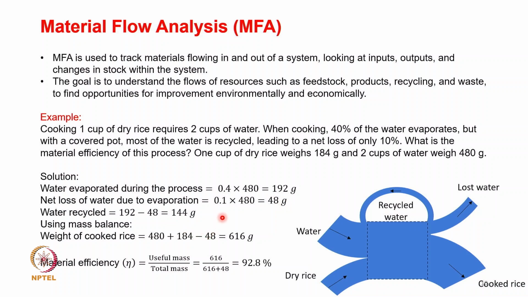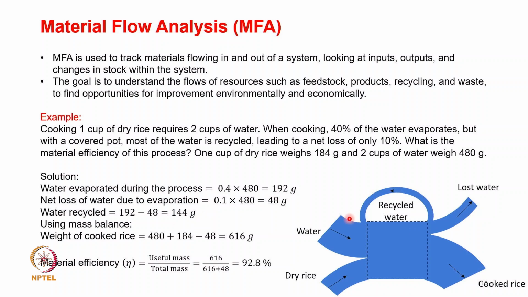We have to identify what is the water recycled. Whatever water is not lost is of course recycled back. So it is evaporated and not lost. So it would be the difference between 192 minus 48, and 144 grams of course is recycled back.